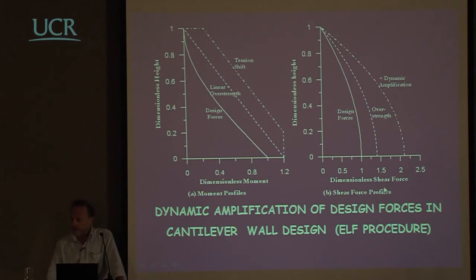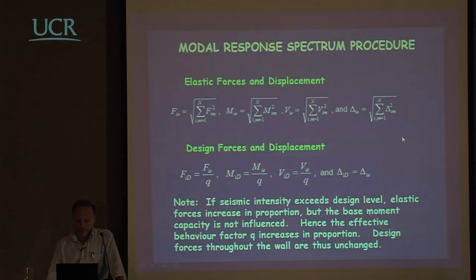If you look at shear force profiles, you have the design force, and then you have the overstrength, and then you have the dynamic amplification. If you want to look at the problem in terms of a modal response spectrum procedure, what is normally done, and is well known, is a combination of the contributions obtained from the different modes, taking the square root of the sum of the squares of the results for the different modes. Let's see what happens. If the seismic intensity exceeds the design level, the elastic force increases. But since the moment at the base remains the same, the Q factor, the force reduction factor, also increases, and nothing changes.